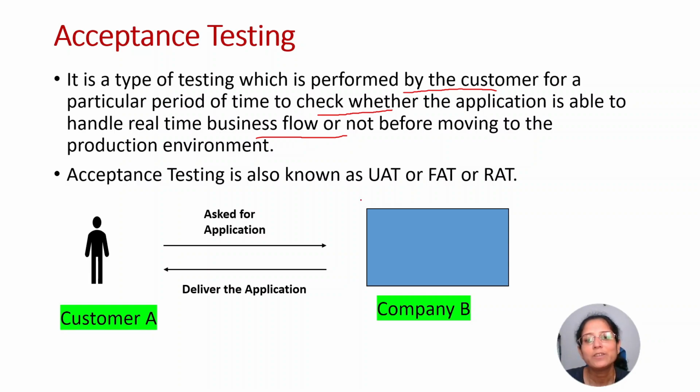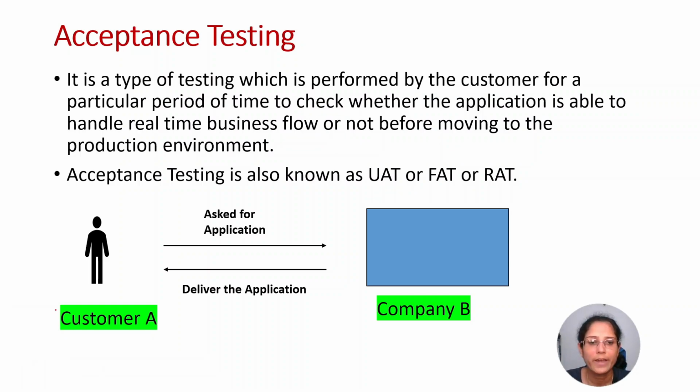Acceptance testing is also known as user acceptance testing, final acceptance testing, or red box acceptance testing. Friends, remember this question will come in interview. Sometimes they will ask why acceptance testing is known as red box acceptance testing. Because this is the final phase before moving to the production. That is why it is called red box acceptance testing.